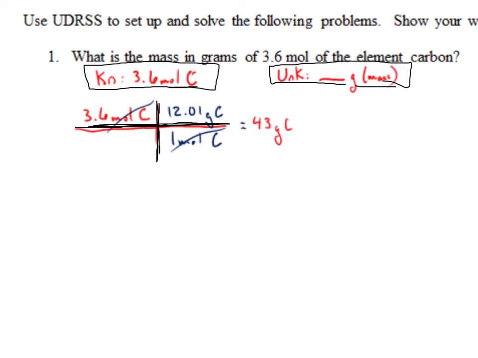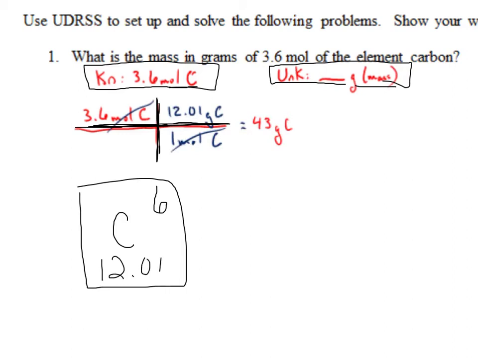Now, how do we convert that to grams of carbon? This is where we need our periodic table. So you pull out your periodic table and you look up carbon. And depending on what periodic table you have, you may see a number 6 up here. That's the atomic number. But you'll see something down here like 12.01. That is the atomic mass of carbon. That's also the number of grams in 1 mole of carbon.